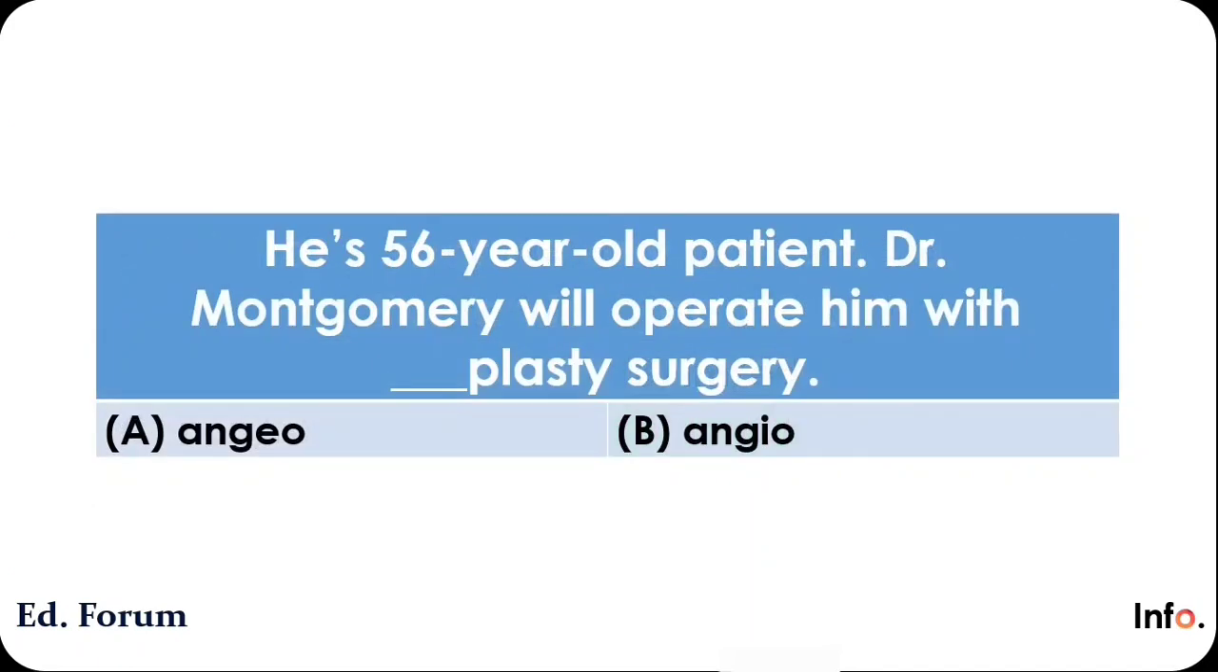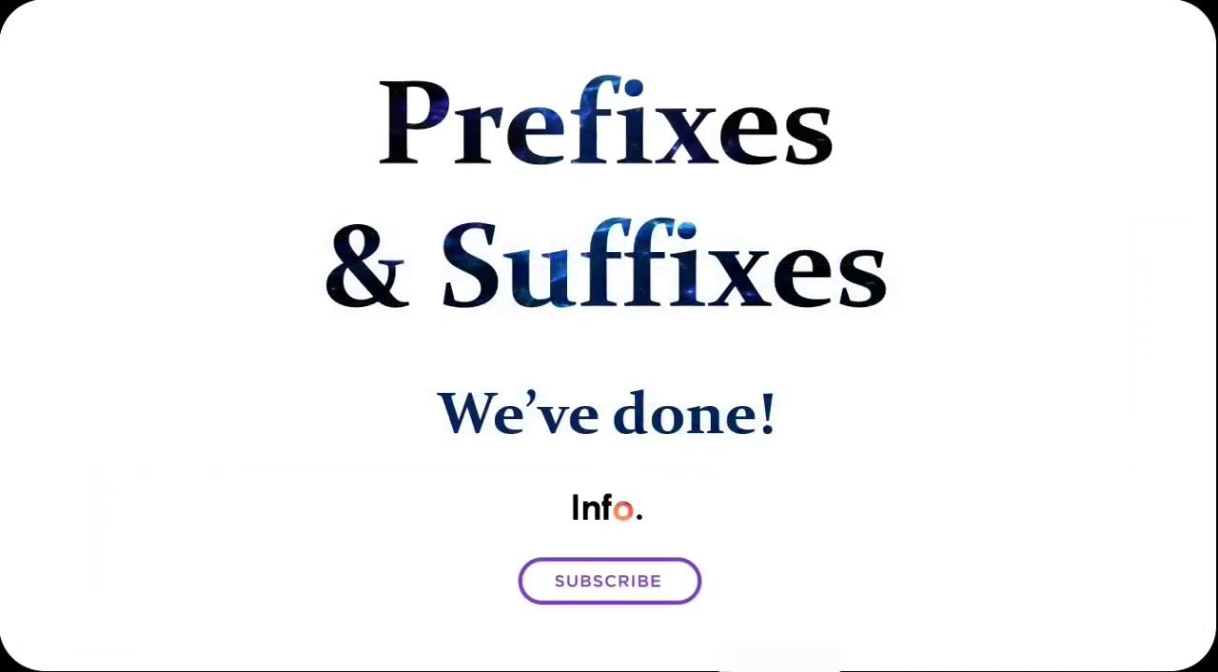Now he is a 56-year-old patient. Oh, really? Okay. Dr. Montgomery will operate on him with dash plastic surgery. Medical students, you might have heard about this in your medical anatomy subject, where angiography and angioplasty are done, right? Whenever you are reading about the heart chapter or topic, it is called angio. ANGIO is the correct answer. So angioplasty.